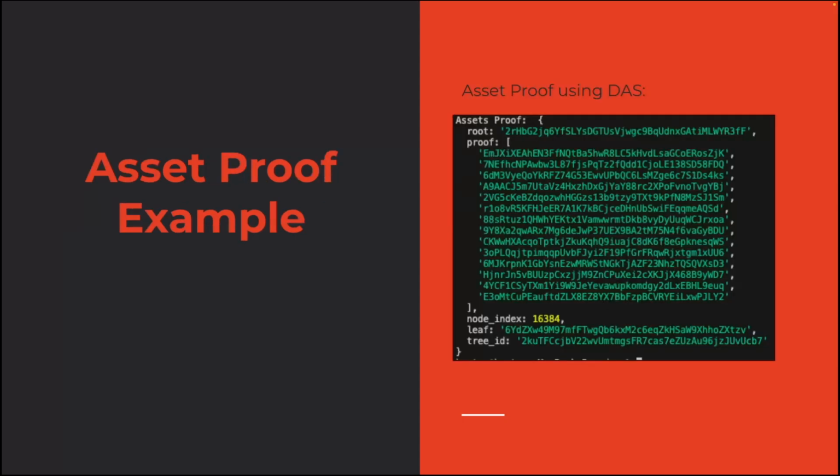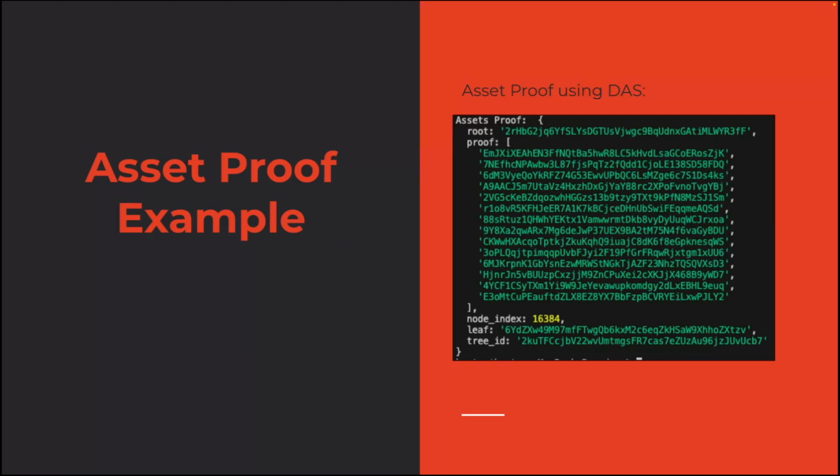And this is an example of actually just retrieving an asset proof here. So you get the root, and then you get the actual proof itself, the leaf, and the tree ID. The tree ID is what ends up tying all of those assets to a specific tree itself.